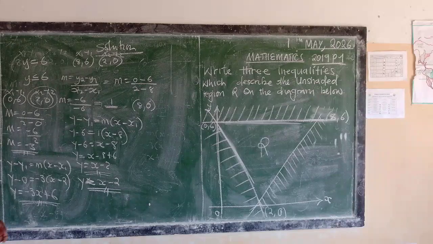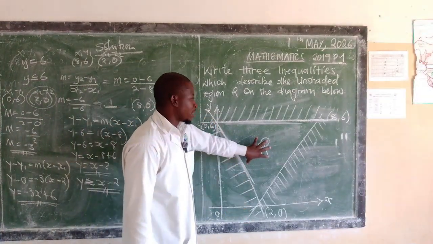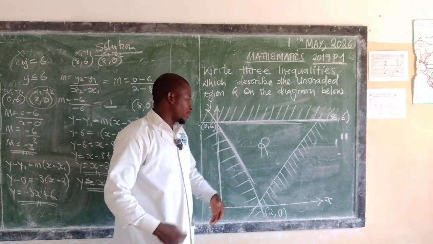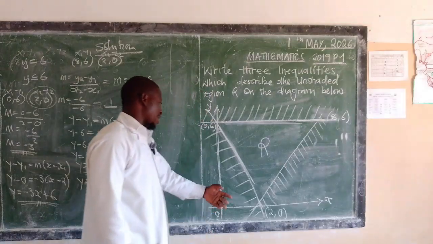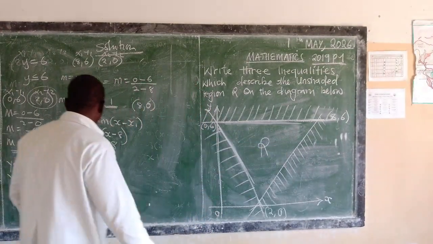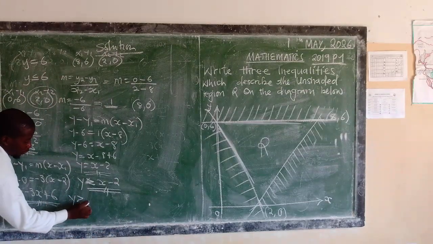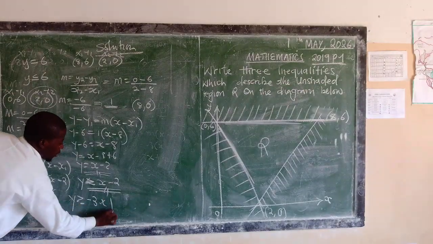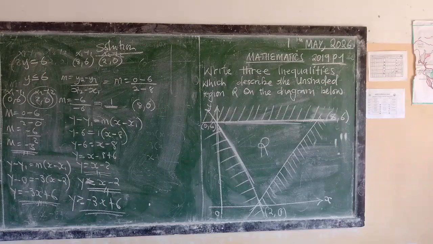Now if this is the equation, we go back to the line. What is the line saying? This part that has been shaded, is it greater than or less than? We will notice that the part that has been shaded is actually greater than. So we go by the sign for greater than, where we say y is greater than or equal to negative 3x plus 6. So these are the three inequalities.